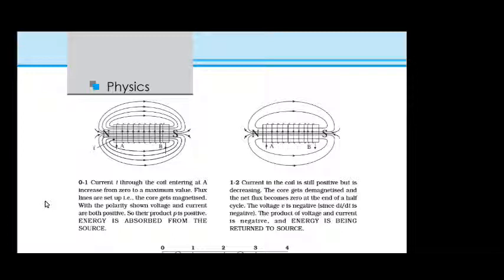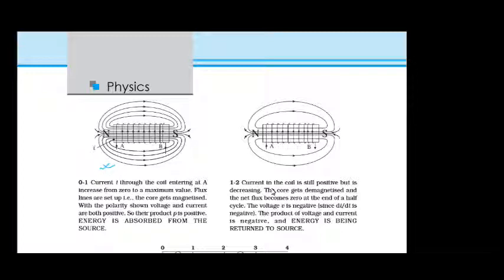Now we'll do a few physics concepts based on this chapter, AC current. In this figure, we can see current I through the coil entering at A increases from 0 to maximum value. The flux lines are set up, that is the core gets magnetized with the polarity shown. Voltage and current are both positive, so their product P is positive. Energy is absorbed from the source. In this case, energy is absorbed from the source.